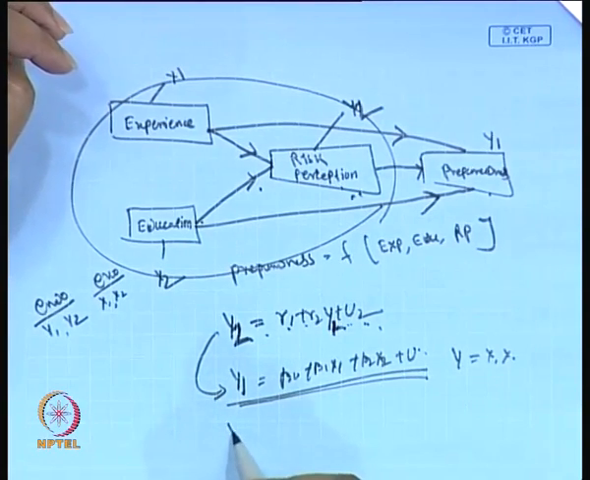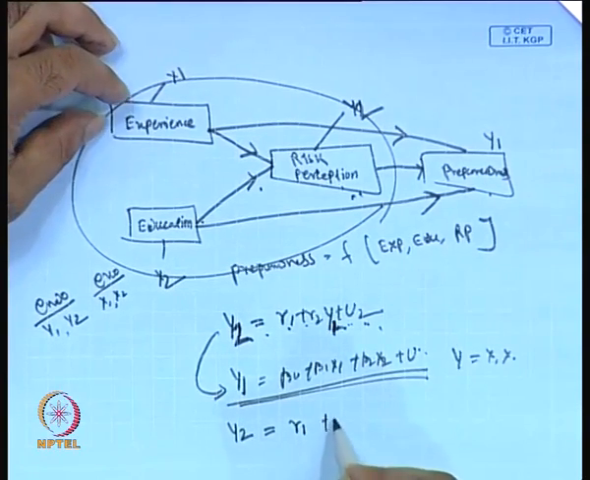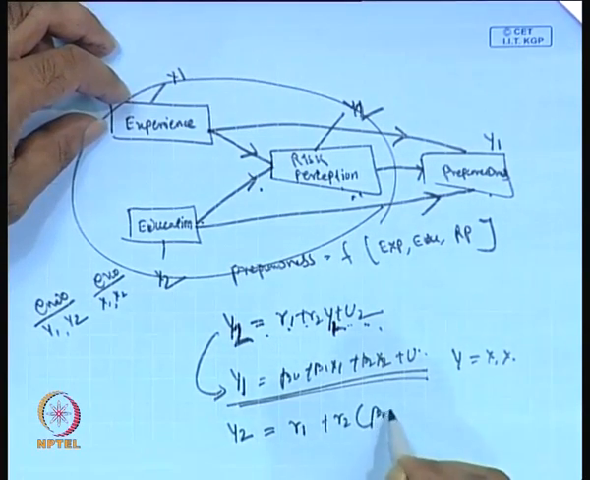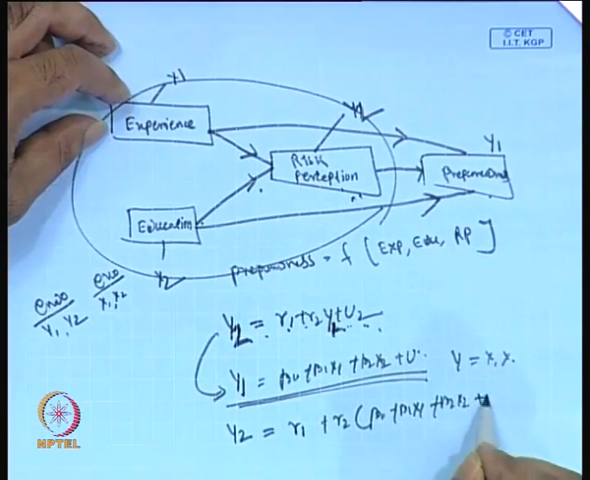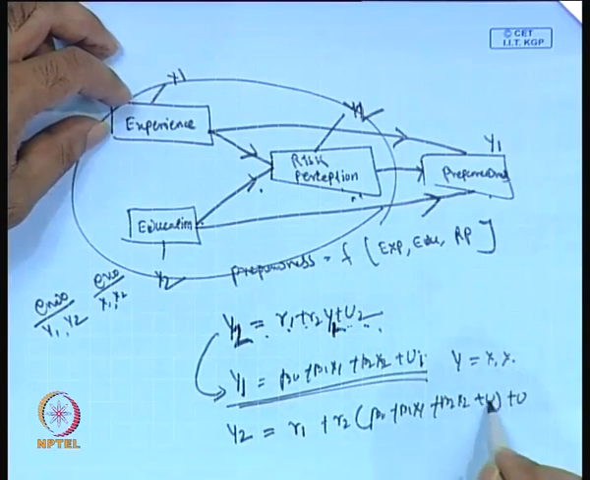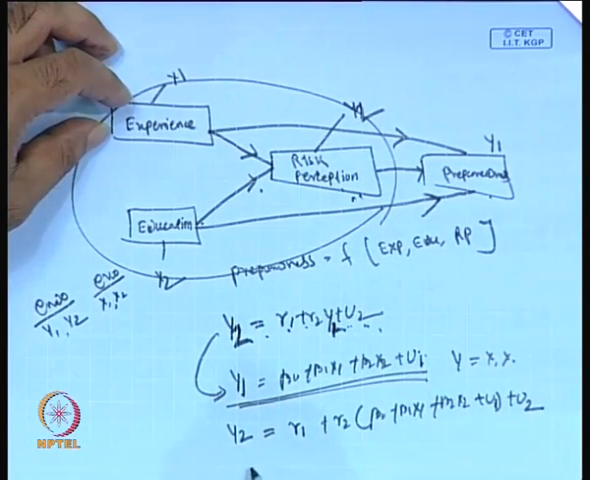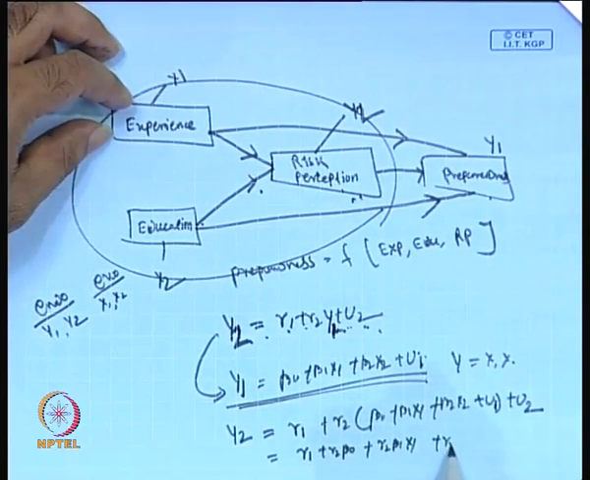Now, to solve for y2, we have to put gamma 1 plus gamma 2 into beta 0 plus beta 1 x1 plus beta 2 x2 plus u1, and let's say this is u2. Now you simplify this one. So this is gamma 1 plus gamma 2 beta 0, plus gamma 2 beta 1 x1 plus gamma 2 beta 2 x2 plus gamma 2 u1 plus u2.